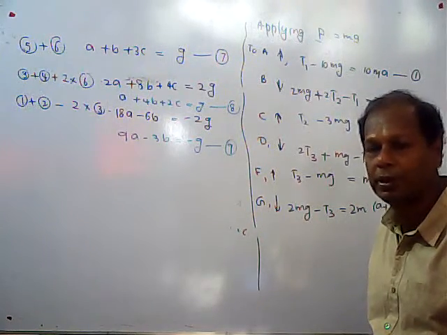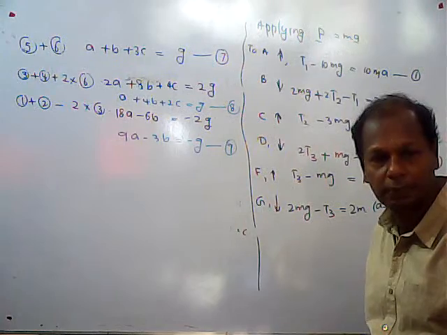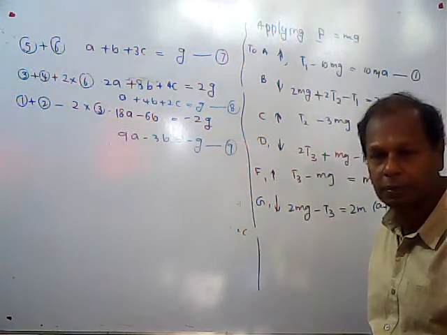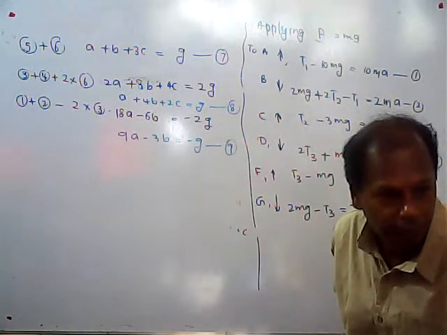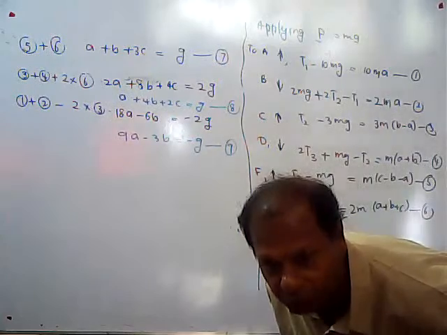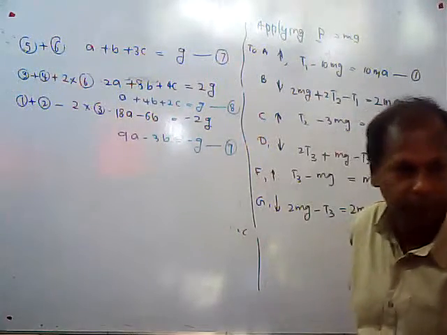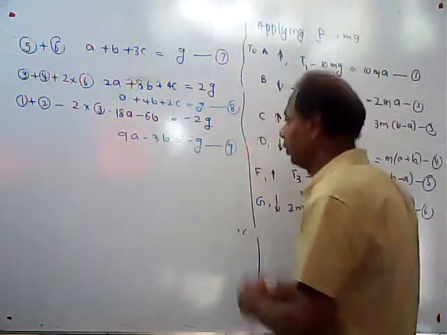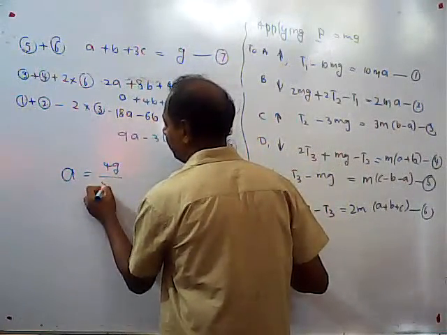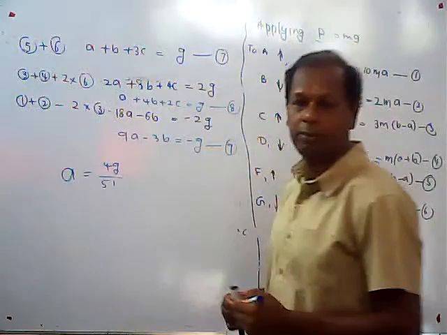If not, you can do it later. We have to go to another topic. Okay. Running says A equals 4g over 51. Anybody agree with that?